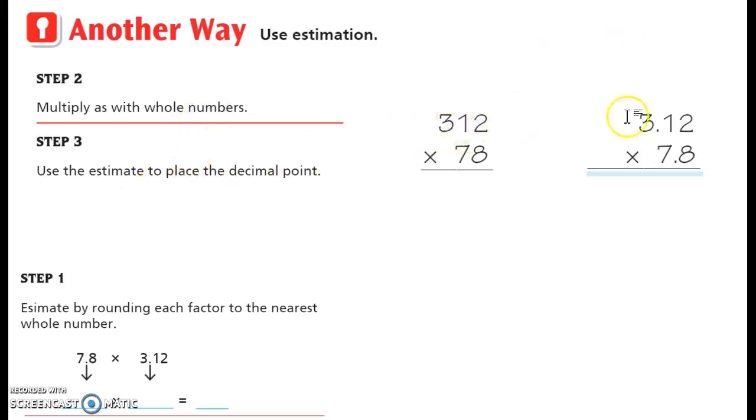So if I'm doing the problem 3.12 times 7.8, I'm going to really be simplifying it when I'm solving it by removing those decimal points and pretending I'm just using the whole numbers. So 8 times 2 is 16. Okay, 8 times 1 is 8, plus 1 is 9. 8 times 3 is 24. 8, 16, 24. That's right.